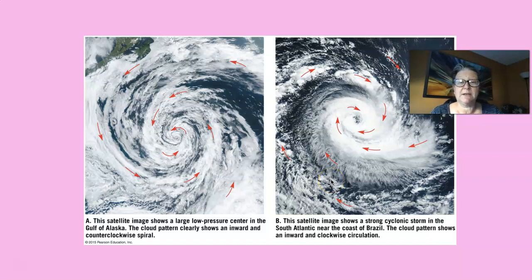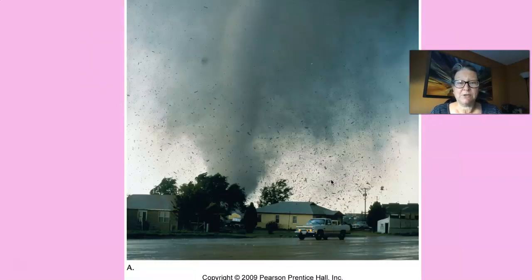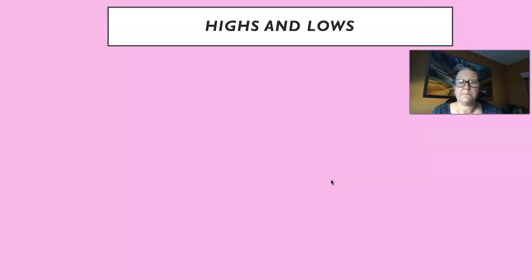The reason they're spinning in opposite directions is because of the Coriolis effect. Remember, the Coriolis effect deflects things to the right in the northern hemisphere and to the left in the southern hemisphere. Tornadoes, as I mentioned, are also intense low pressure systems. It's hard to tell which way this one is spinning, but it is spinning counterclockwise because this one is from the northern hemisphere.